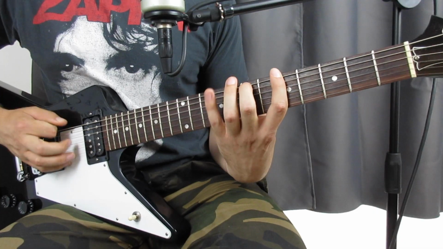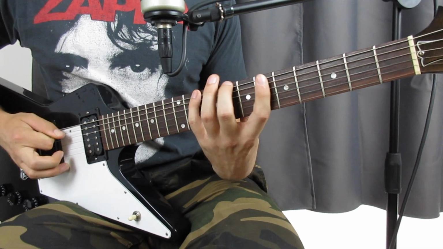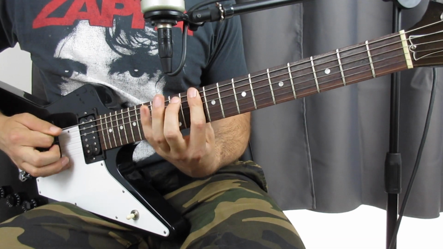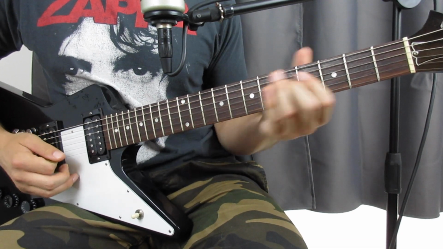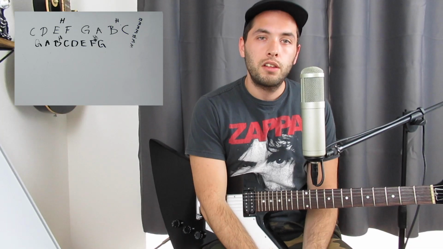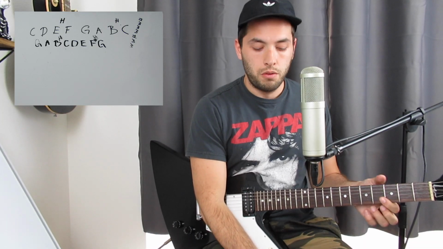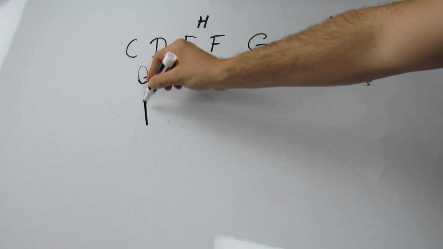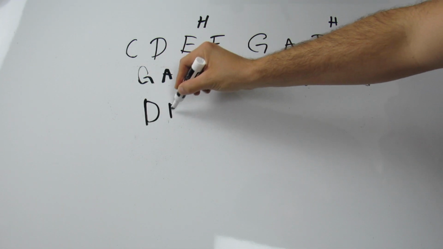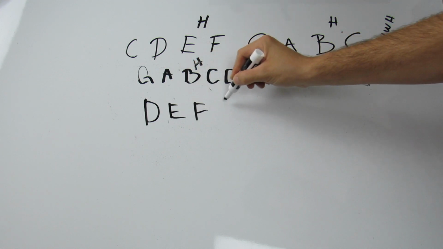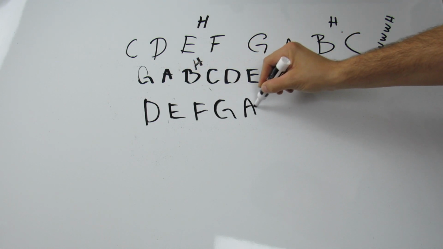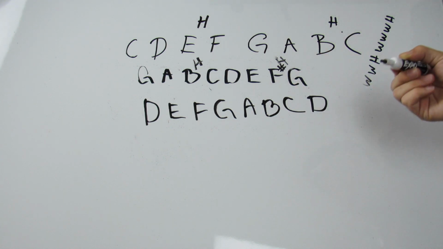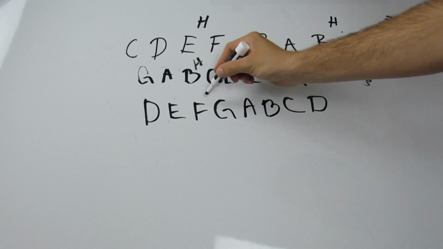You can play it in the key of A, key of A sharp, key of B, key of D, and so on. So let's take a look at this in the key of D. So we'll write it out. And we'll mark our half steps.